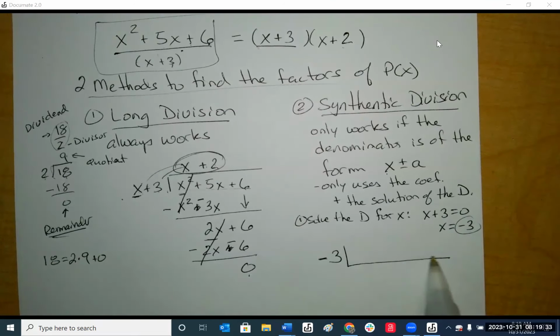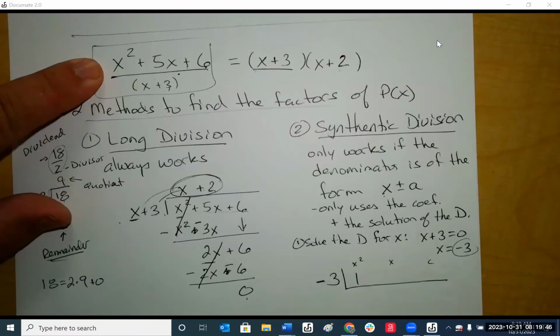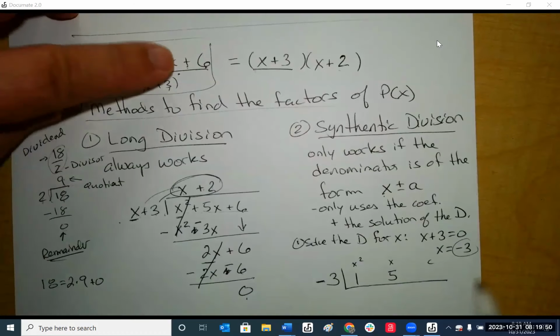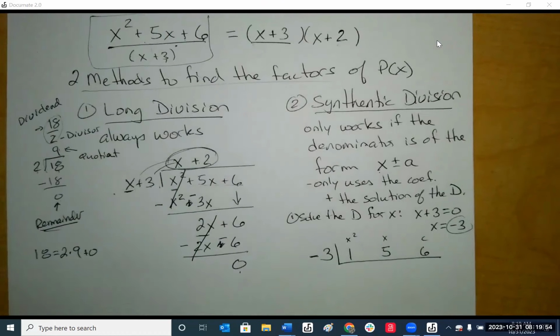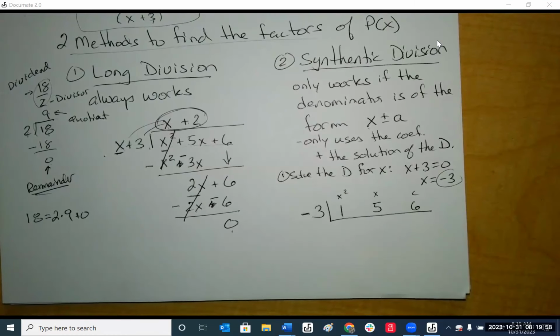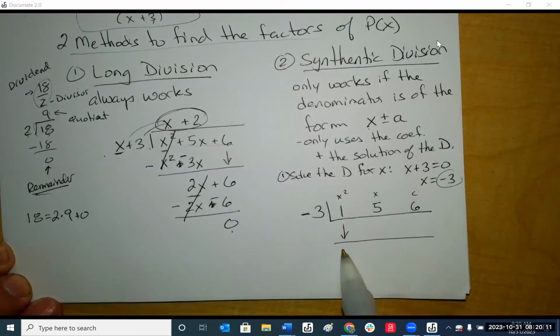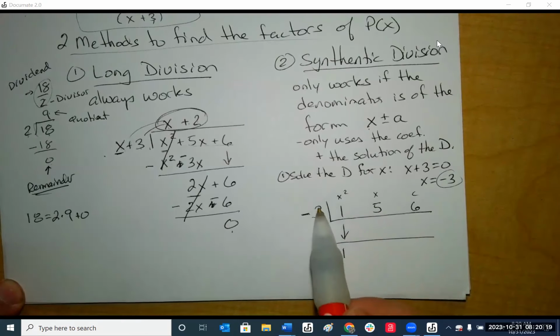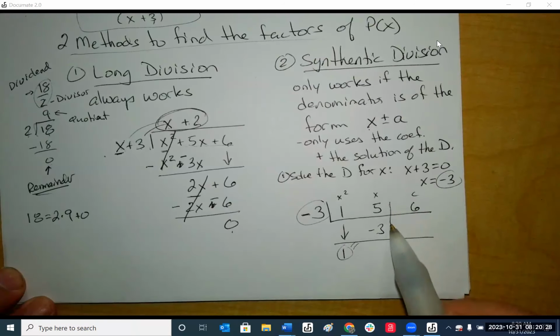Now, inside here, only the coefficients of our equation. So here's the coefficient of x squared, of x, and a constant. The coefficient of x squared is 1, of x is 5, and our constant is 6. And you notice I'm not worried about the space, because this is all the space you need for a synthetic division. You start off by bringing the first term down. Now, this is a process of multiplication. Negative 3 times 1 is negative 3. And add straight down. So 5 minus 3 is 2.